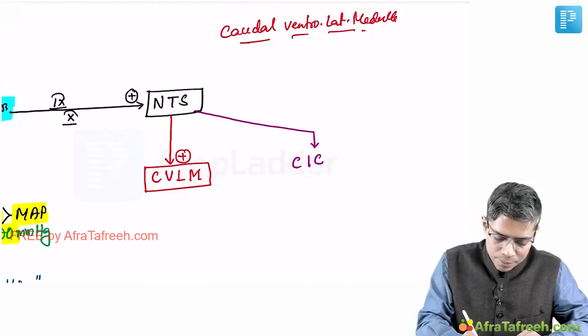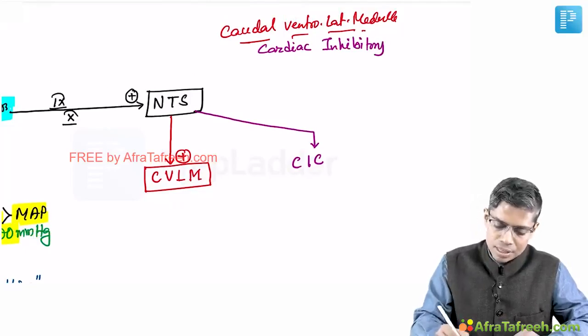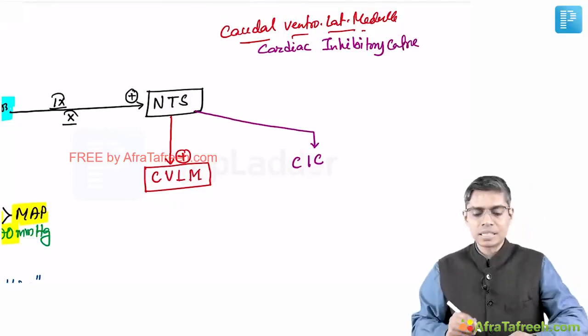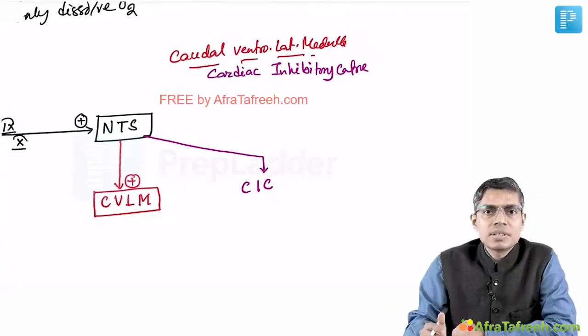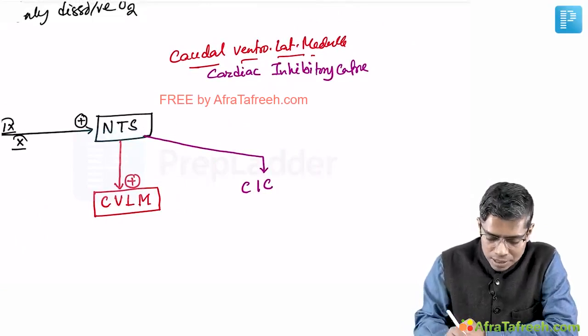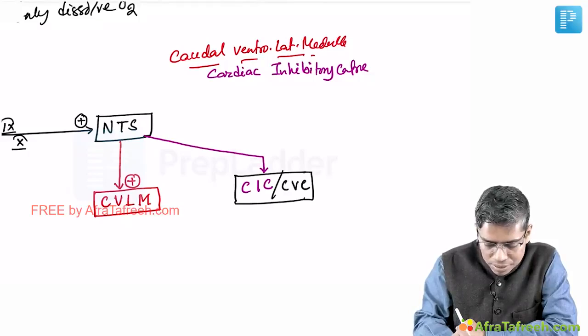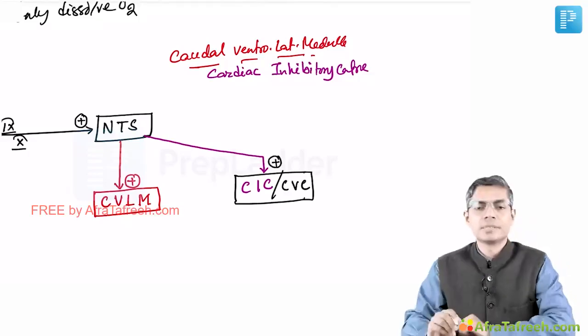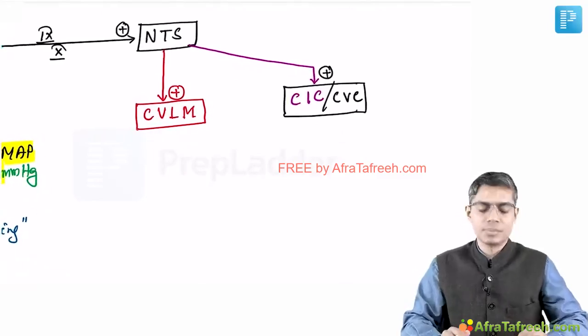CIC stands for cardiac inhibitory center, also called the cardio inhibitory center. You know the heart is inhibited by the vagus nerve, so this center is also known as the cardiovagal center, or cardio inhibitory center. So this center will also be stimulated, right? Whenever your NTS is stimulated, CVLM and CIC both are stimulated.